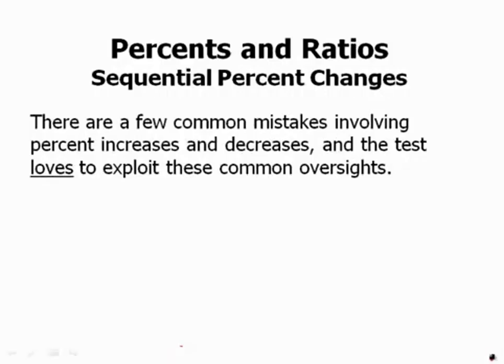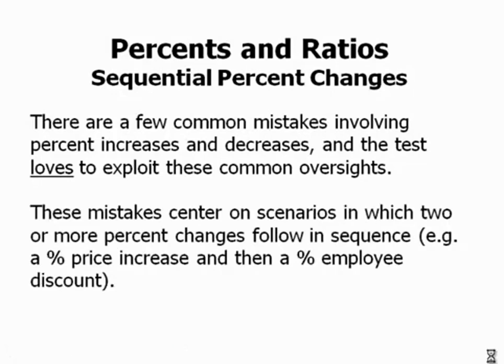Sequential percent changes. So this is about when we have percent increases and decreases following each other, when you combine percent increases and percent decreases. There are a few common mistakes involving percent increases and decreases, and the test loves to exploit these common oversights. They love to write problems where people make very predictable mistakes. These mistakes center on scenarios in which 2 or more percent changes follow in a sequence.